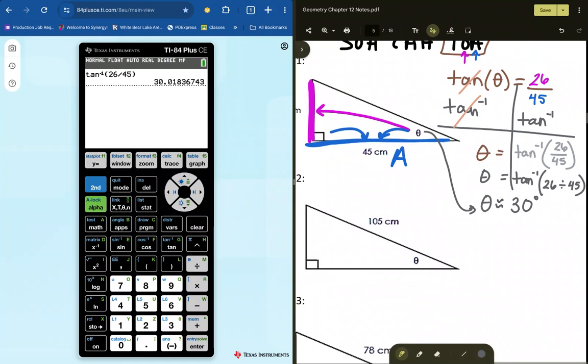Now, being that we already have the 90-degree angle, then I could say, oh, this one up here would have to be 60 because 30 plus 90 plus 60 makes 180 degrees total.